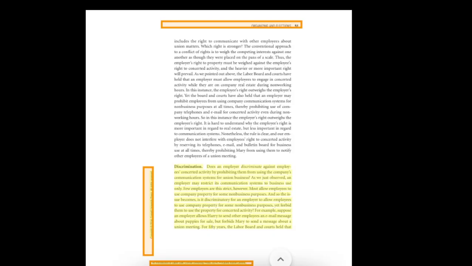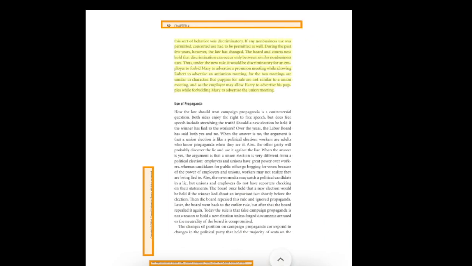For example, suppose an employer allows Harry to send other employees an email message about puppies for sale, but forbids Mary to send a message about a union meeting. For 5 years, the labor board and courts held that this sort of behavior was discriminatory. If any non-business use was permitted, concerted use had to be permitted as well.